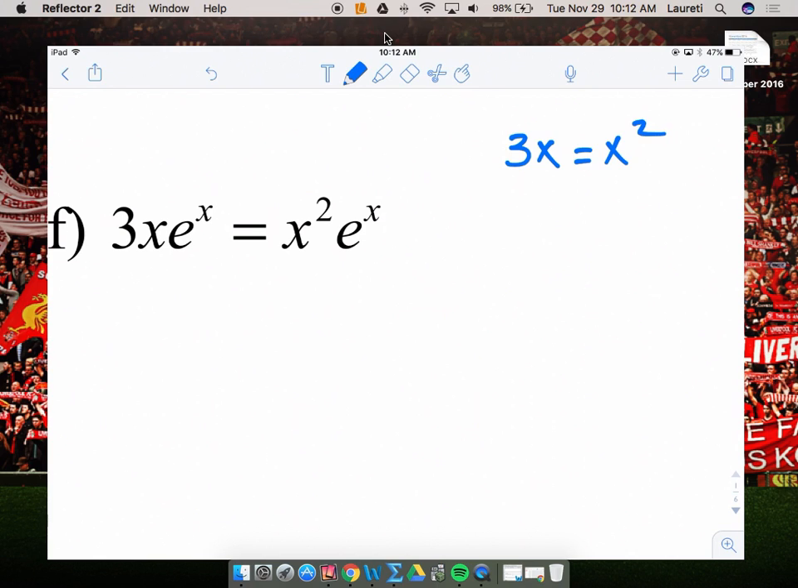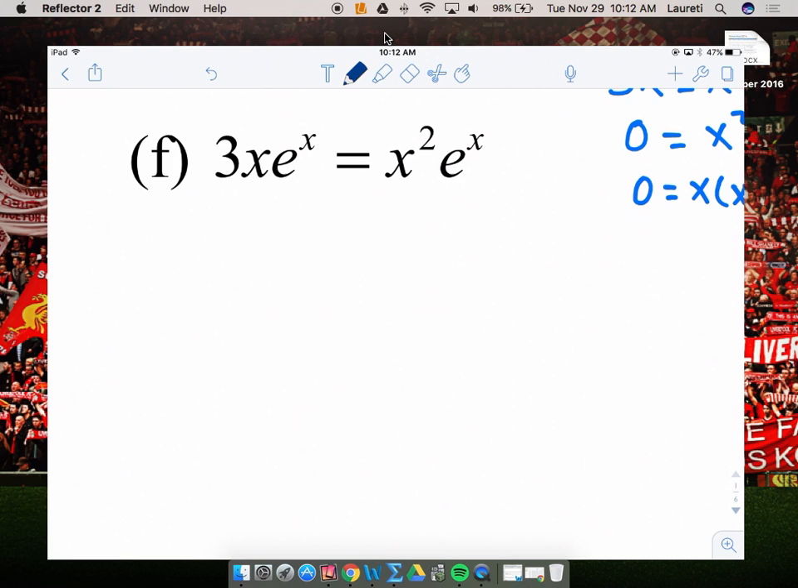I can move the x squared. I would move the 3x over so that you can set it equal to 0. Right? And then once you have that set up, you have everything on one side, what would you do from there? Factor, right? Okay, and then you go from there. So it's going to work the exact same way for this type of problem. We're going to put everything on one side here. So I'm going to have 0 equals x squared e to the x minus 3x e to the x.